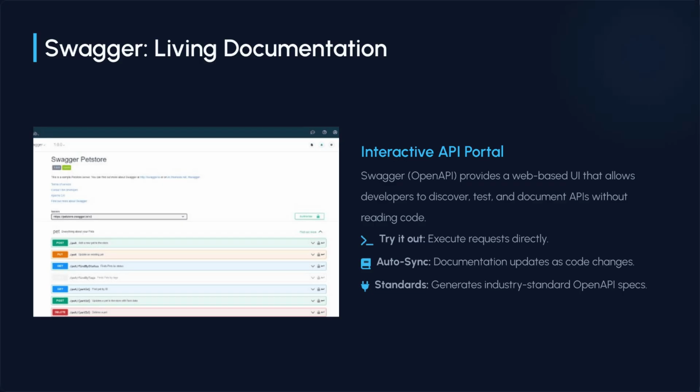Finally, we use Swagger to provide an interactive API portal. This allows developers to discover and test endpoints directly through a web UI. Best of all, the documentation stays in sync automatically as your code changes.